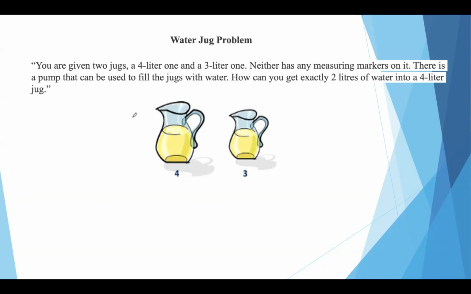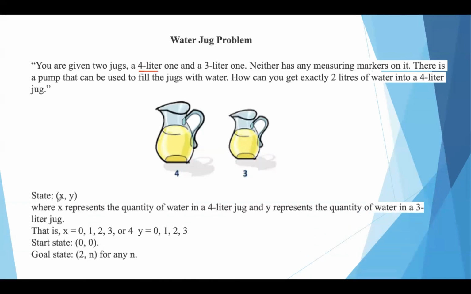Let us take one example. Here we have two jugs. One has a capacity of 4 liters and the other is a 3-liter one. They don't have any measuring markers on them. There is a pump which is used to fill the jugs with water. The task is how you can get exactly 2 liters of water into the 4-liter jug. So the goal is we need to fill this 4-liter jug with exactly 2 liters. And there is no constraint on the 3-liter jug.